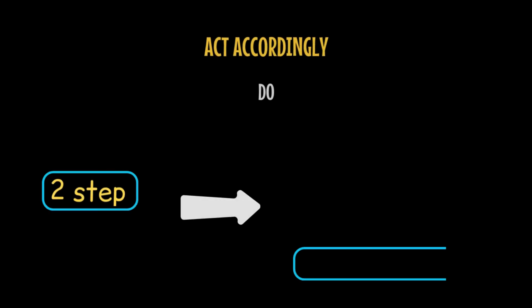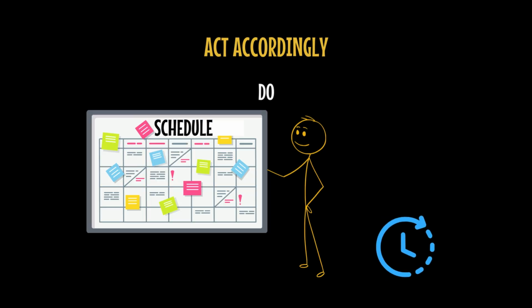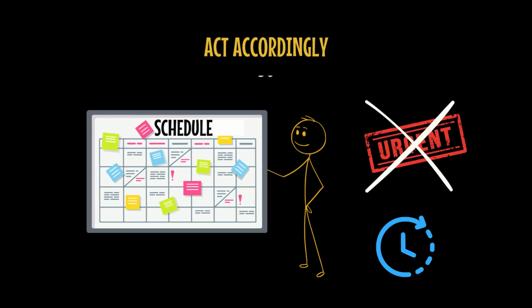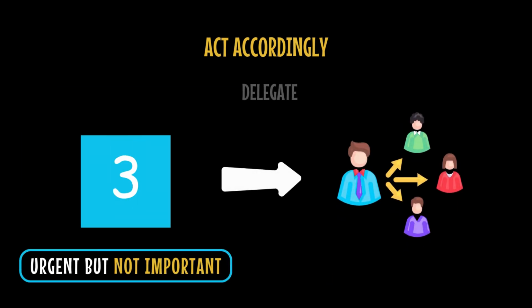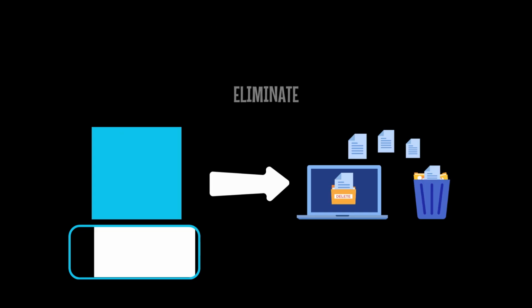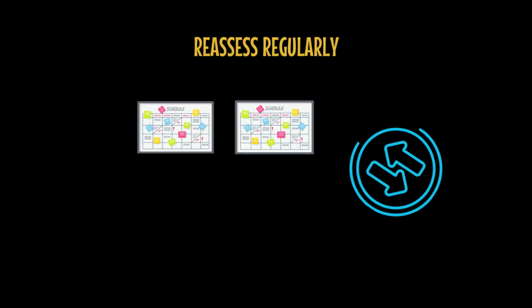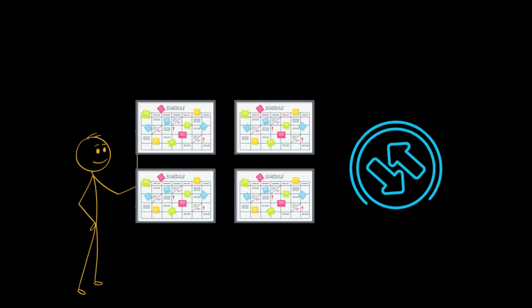Second step, act accordingly. Focus on tasks in Quadrant 1 immediately. Schedule, allocate time for Quadrant 2 tasks to prevent them from becoming urgent. Delegate, assign Quadrant 3 tasks to others if possible. Eliminate, minimize, or avoid Quadrant 4 tasks altogether. Third step, reassess regularly. Priorities can shift, so update your matrix frequently to stay aligned with your goals.